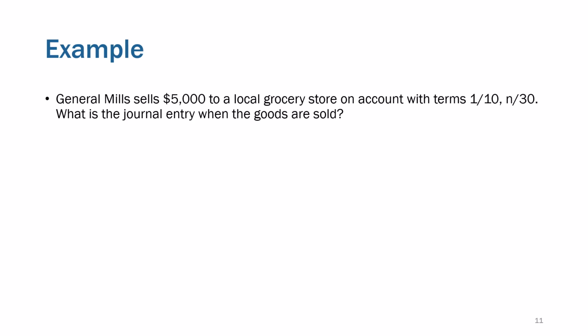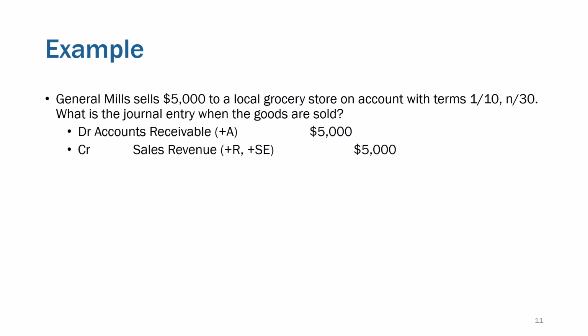So let's take an example here. General Mills sells $5,000 of their cereal to a local grocery store on account. The local grocery store asks for credit so that they can basically sell the cereal to their customers at a markup and have the cash to pay General Mills. So what is the journal entry when the goods are sold? Well, General Mills is going to debit accounts receivable and credit sales revenue, each for $5,000.